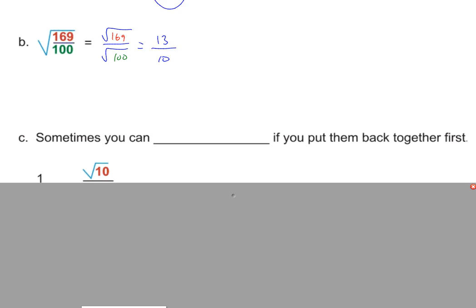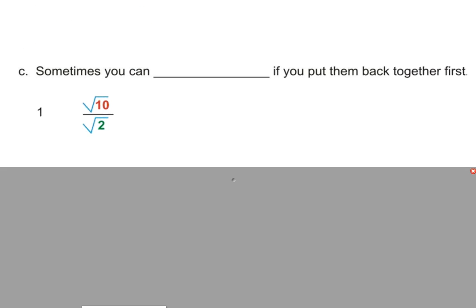All right. Now this is where things get a little tricky because sometimes there's no clear way to tell you, class, always do this. Now it gets into a little bit of thinking. That's a little bit harder to teach and a little bit harder to understand as a student because you don't do the exact same thing every time. The problem dictates what you do. That can be a little difficult. But I'm going to introduce you to a concept. Sometimes you can reduce if you put them back together first.